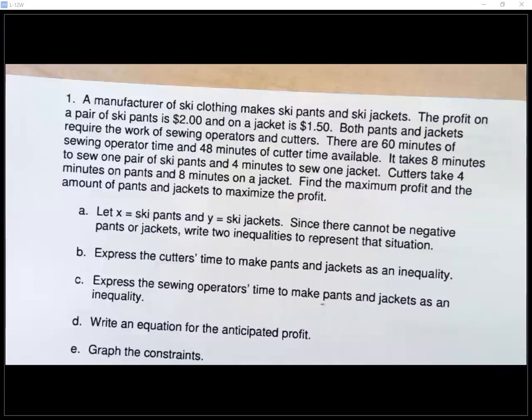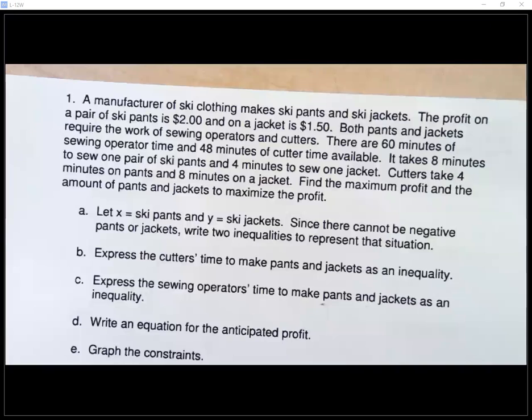Both pants and jackets require the work of sewing operators and cutters. There are 60 minutes of sewing operator time and 48 minutes of cutter time available. It takes 8 minutes to sew one pair of ski pants and 4 minutes to sew a jacket. Cutters take 4 minutes on pants and 8 minutes on a jacket. Find the maximum profit and the amount of pants and jackets to maximize the profit.